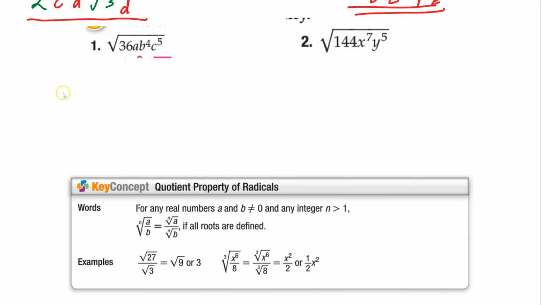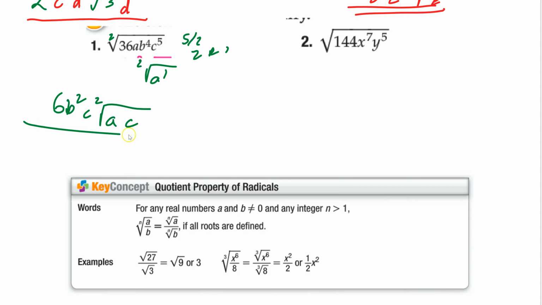Square root of 36 is 6. Square root of a, now look at this one. Let's break that down. This is a 2, and 1 does not divide by 2, right? There's not enough to come out, so that just stays on the inside. Then b to the 4th, 4 divided by 2 is 2, so b squared. Then c to the 5th, 5 divided by 2 is 2 remainder 1. So 2 c's on the outside, 1 on the inside.